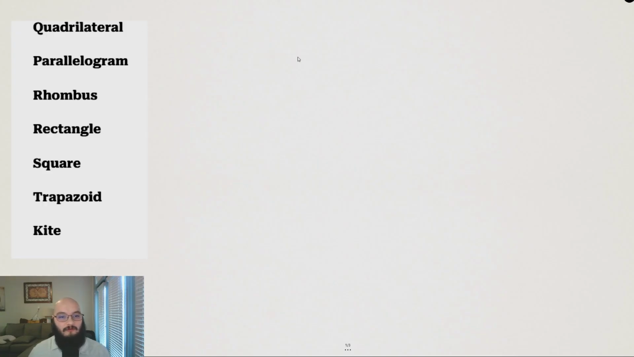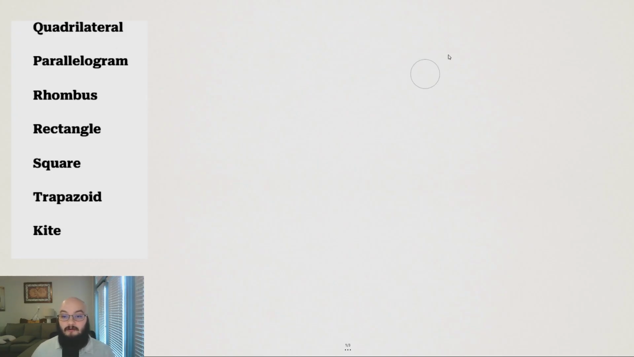So a quadrilateral is any shape that has four sides. It could have sides of any size, it could have angles of any size, as long as it has four distinct sides, no more, no less, and four vertices, four angles, it is a quadrilateral.